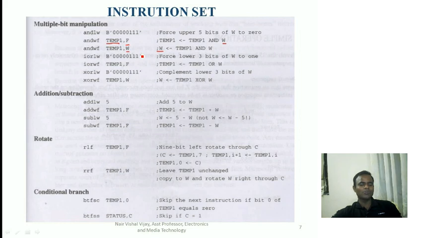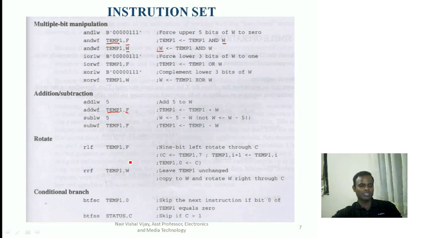The same way your OR and XOR instructions also operate. Your addition and subtraction, as you can see here, ADDLW means you add the literal value to the working register. ADDWF, you add the content of a special purpose register to your working register, and the destination is decided based upon what is your operand. If it is F, the destination is temp1 itself. If it would have been W, the destination would have been the working register.